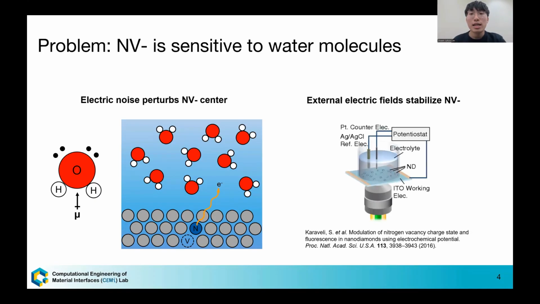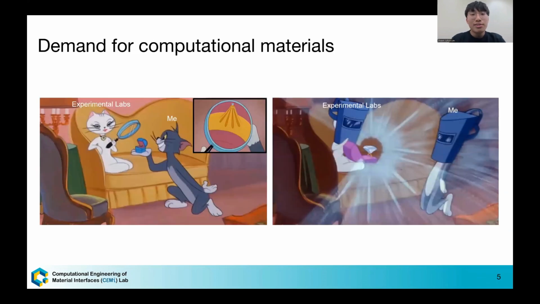Experimental studies have shown that charge stabilities can be enhanced by an external electric field induced by an electrochemical cell. However, these experiments are costly and require unconventional equipment in cryogenic or isolated settings. Only exclusive labs can afford enough diamond samples to test for this experiment in particular.